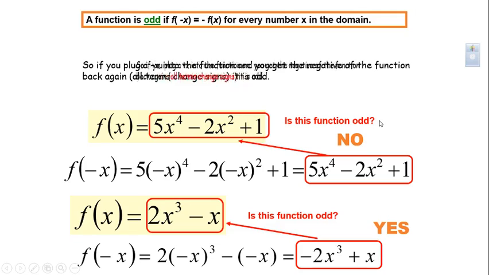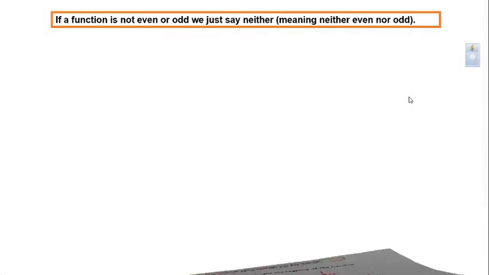Now, there's a nice little rule to help us remember what's going on here.